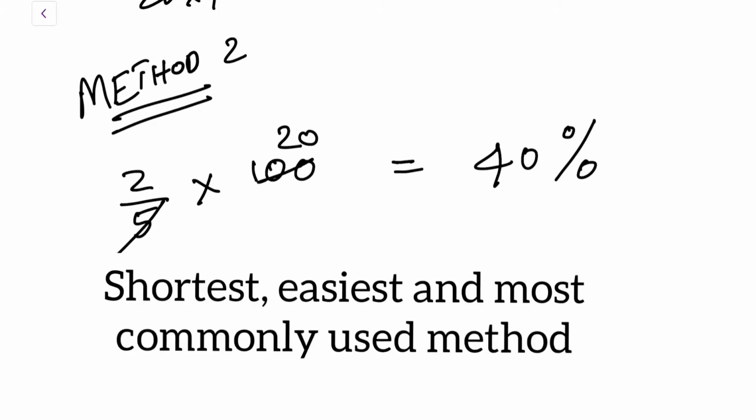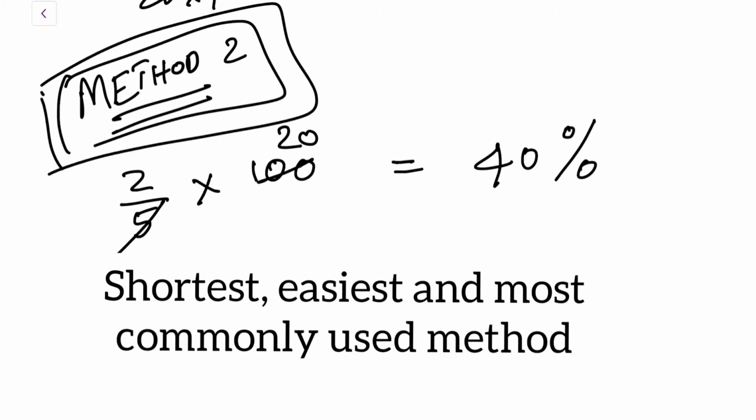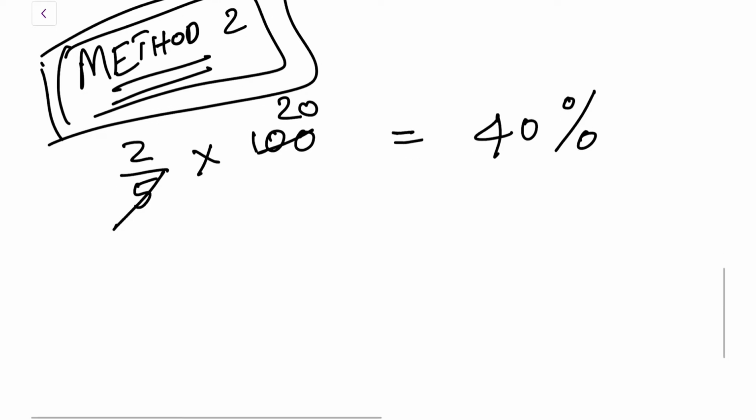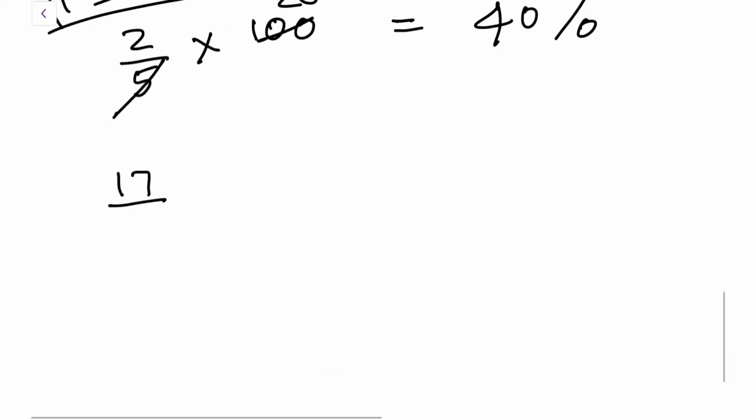Notice how easy this is. This method 2 is the shortest, easiest and the most commonly used method. Okay, so you can use this method to calculate percentages. Let's take another fraction, 17 by 25, the same thing that we took earlier, but now we are calculating percent using method 2.